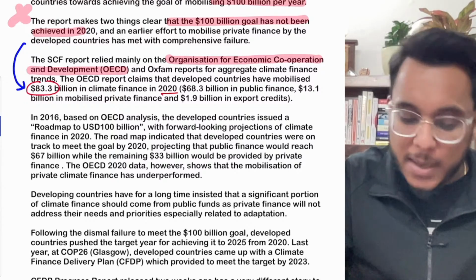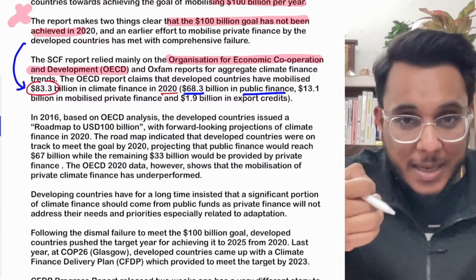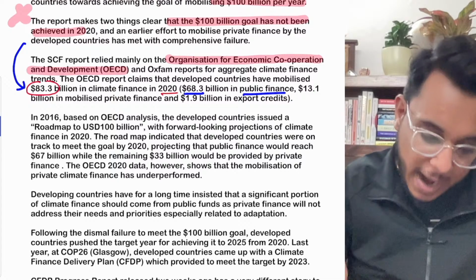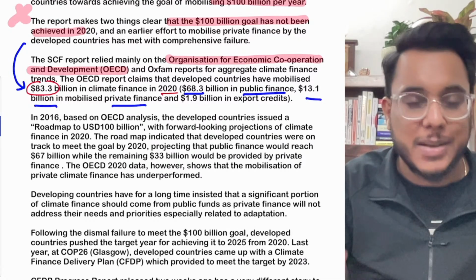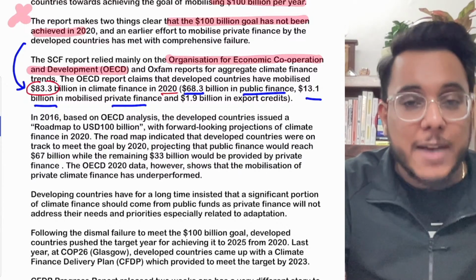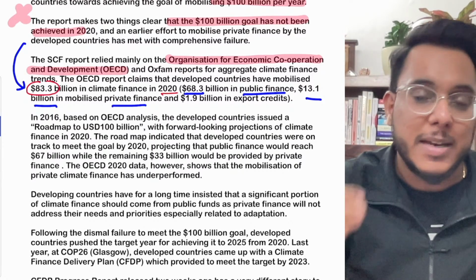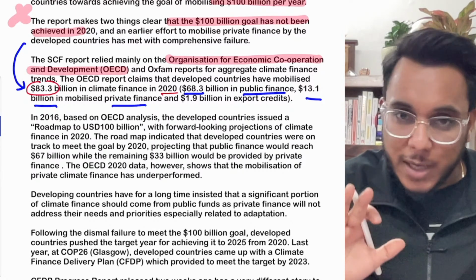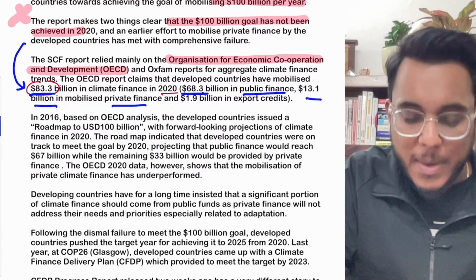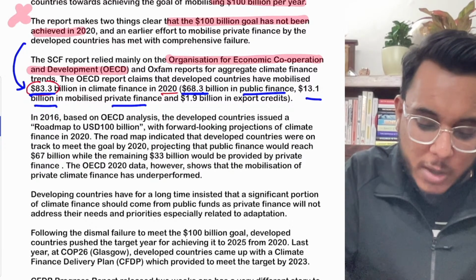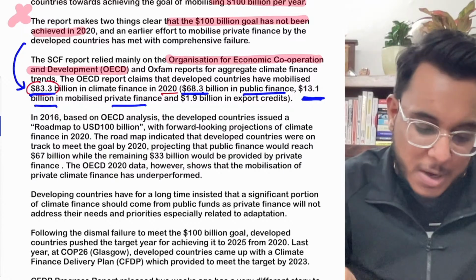Now how did this money come? $68.3 billion was in public finances, meaning that the governments of the developed countries have contributed, and $13 billion was mobilized into private finances. For example, there are private organizations involved in green energy, green technology. They have invested money into the developing countries. So out of the total money that has come, $68 billion came from the public sector and $13 billion came from the private sector. Anyhow, the $100 billion target has not been met.